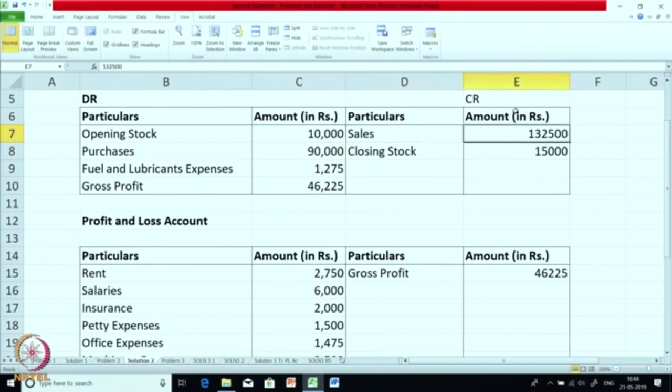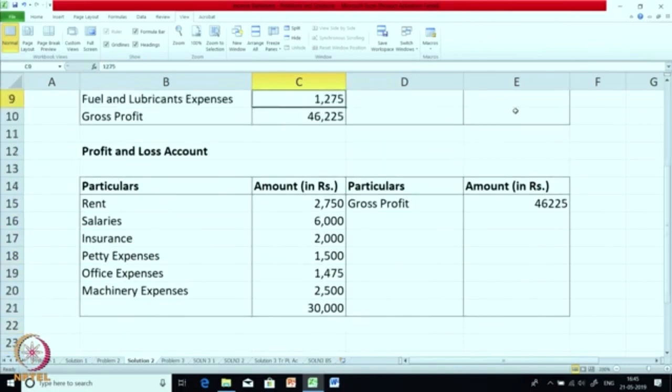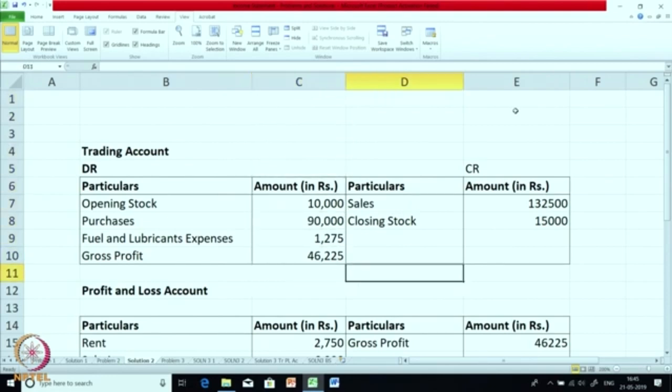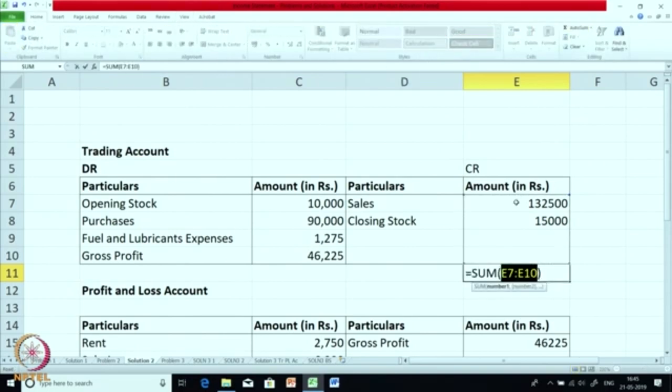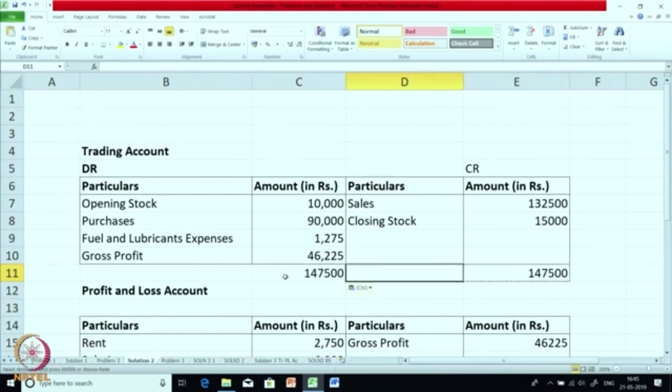Okay. So now based on your sales and closing stock, we have charged the first items, that is opening stock, purchases and fuel, and the balance is called gross profit. Are you able to calculate the gross profit? I will just show you the process. Take the sum. The same amount will be carried over here. Since this is a total, I will make it bold.